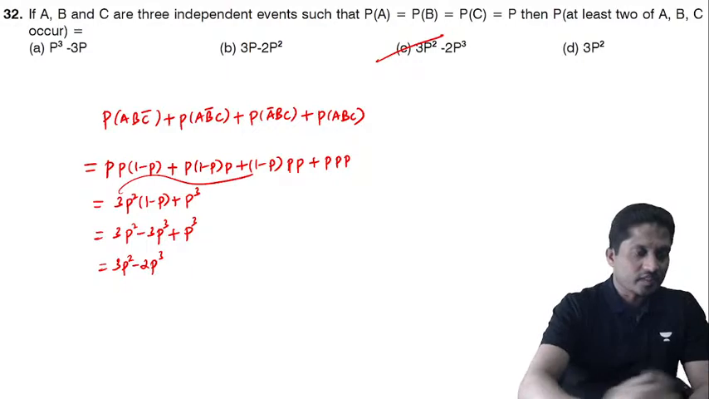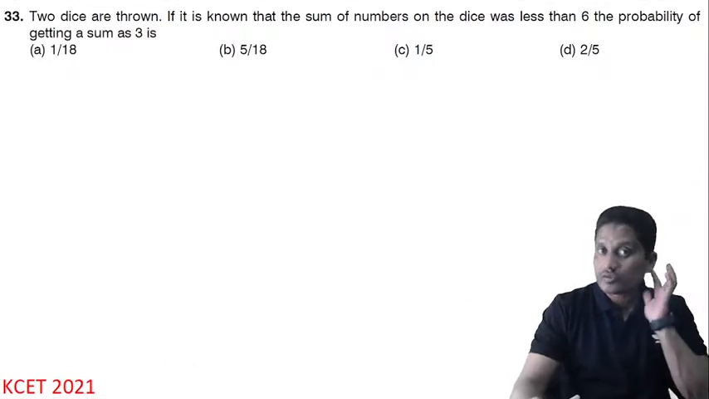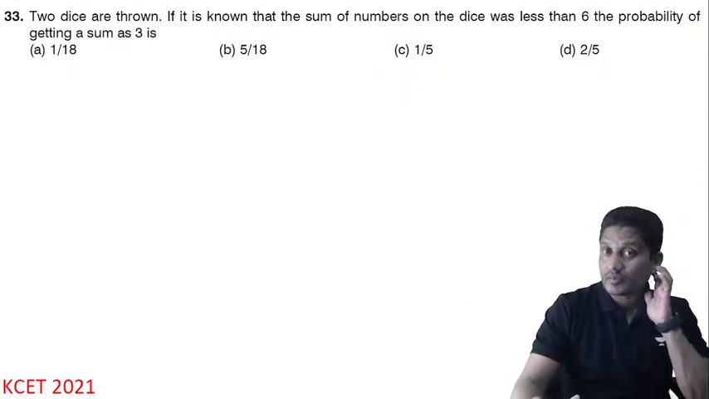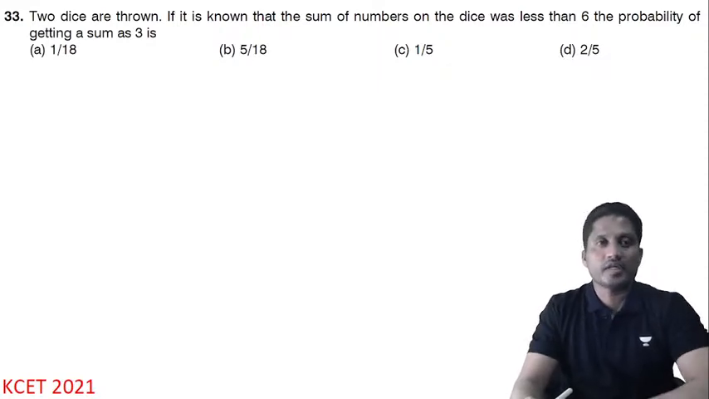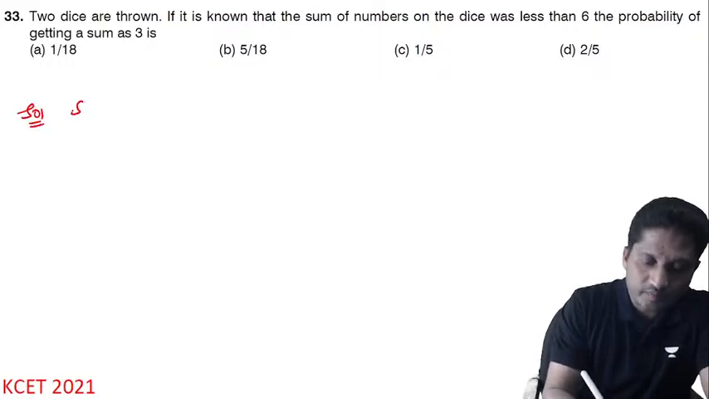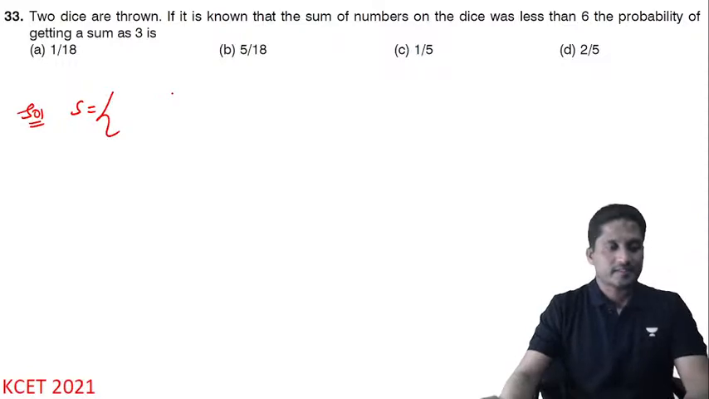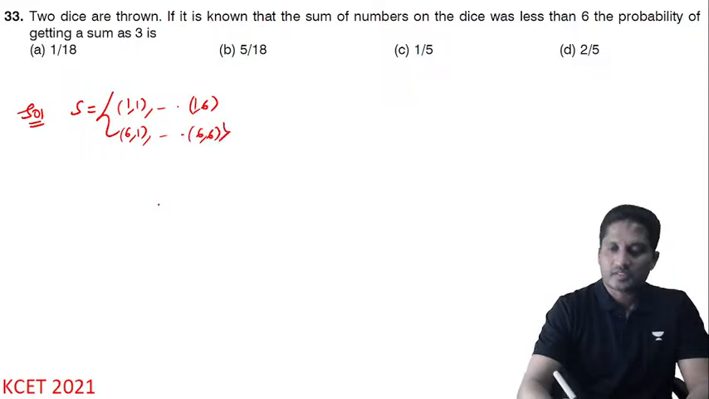Right, let's move to the next question. Two dice are thrown. If it is known that sum of the numbers on the dice was less than 6, then the probability of getting sum as 3. Two dice are thrown, sample space is equal to 1 1 to 1 6 and so on up to 6 1 to 6 6. This will be the sample space.